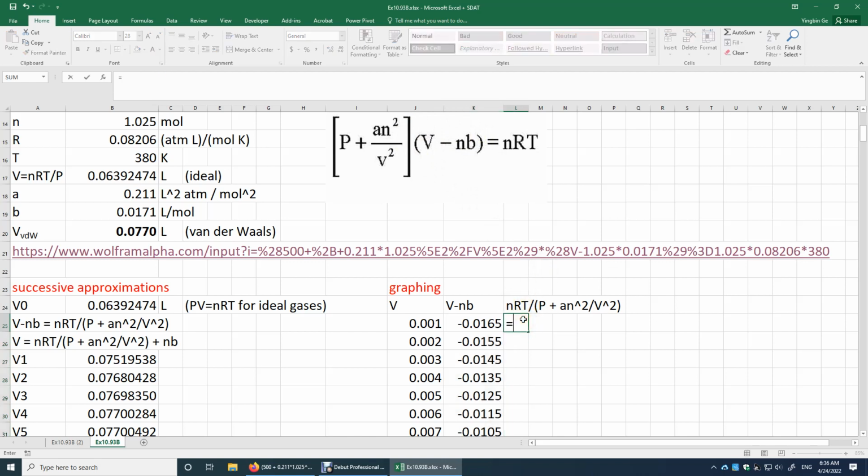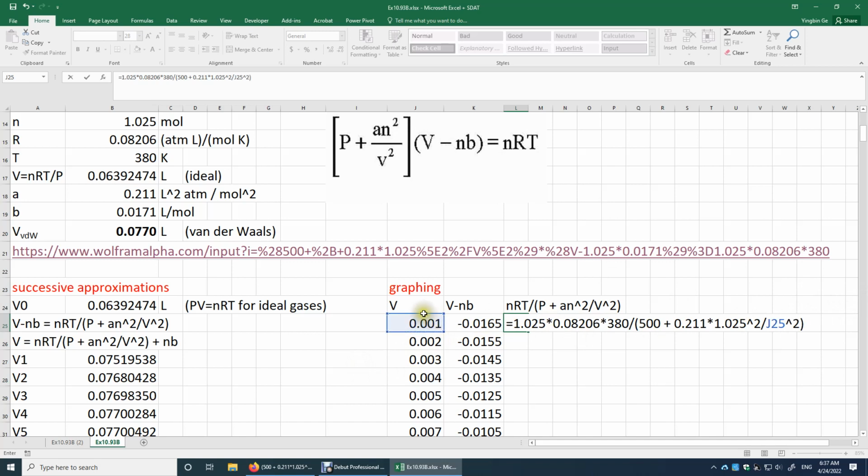Now I'm gonna do nRT. I remember n is this, R is 0.08206, temperature is 380 in the question, pressure is 580 in the question, a is 0.211 in the question, times 1.025 squared, divided by volume squared. Okay, over here, volume squared, I'm gonna use this volume squared.